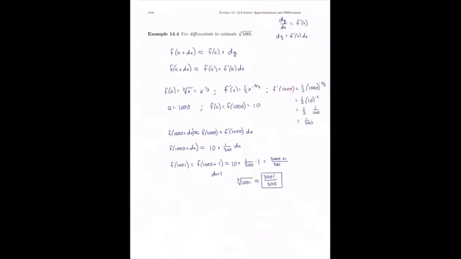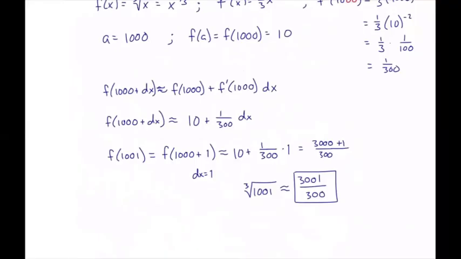Notice again, how do I find dx? Let me be more clear about that. Dx, we have to recall, I'll put that down at the bottom here. Dx on a previous page was x minus a. So in our case, dx is x minus 1000 here. And the x value that we end up being interested in is 1001. So when x is 1001, dx is equal to 1001 minus 1000. And that came out to 1.